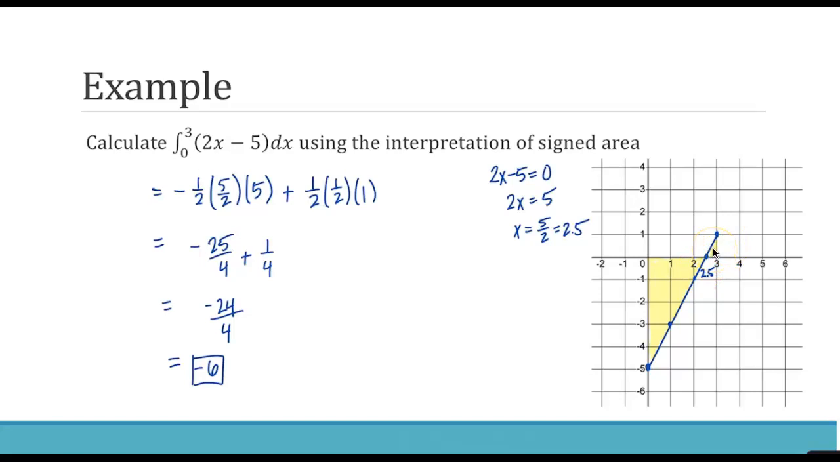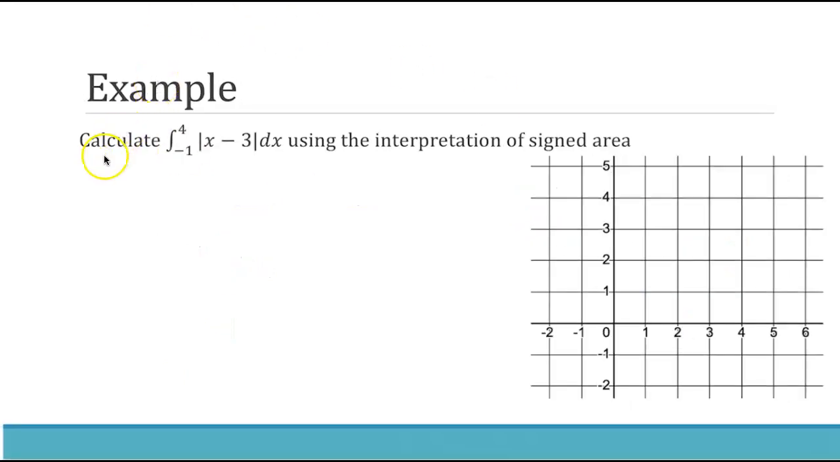In this next example, I want to calculate the integral from -1 to 4 of the absolute value of x minus 3 dx using the interpretation of signed area. All right, so this function is an absolute value function, which is shifted to the right 3 units. So I'm going to go ahead and graph my V-shaped absolute value function shifted right 3 units.